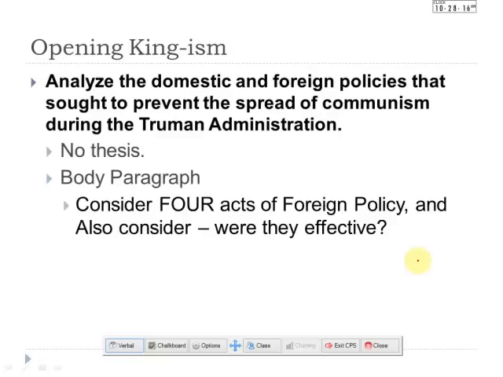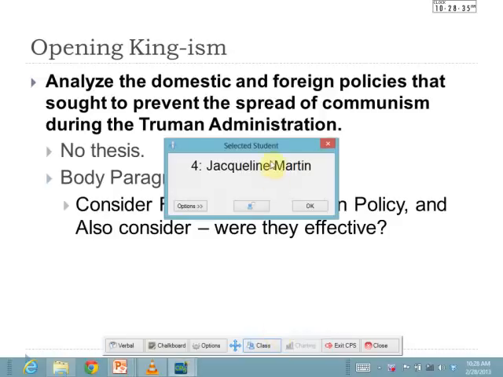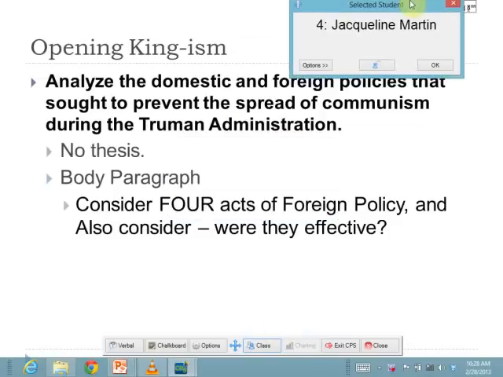Okay, folks, that's time. So the question is, analyze the domestic and foreign policies that sought to prevent the spread of communism during the Truman administration. Now, again, we haven't learned about domestic policy yet, which we'll cover a little bit today and more on Monday. What we want to focus on today is foreign policy. So let's go with Jacqueline. What are some of the things that we did to try to prevent the spread of communism?